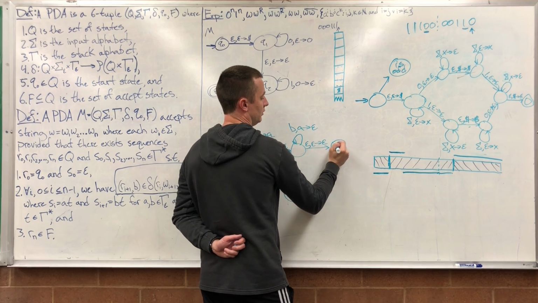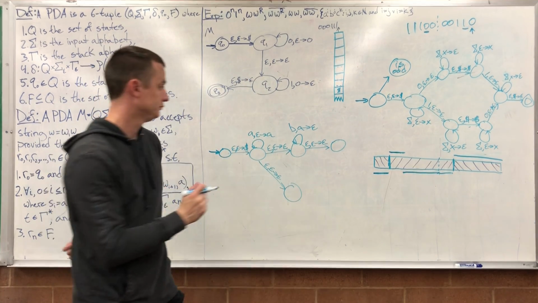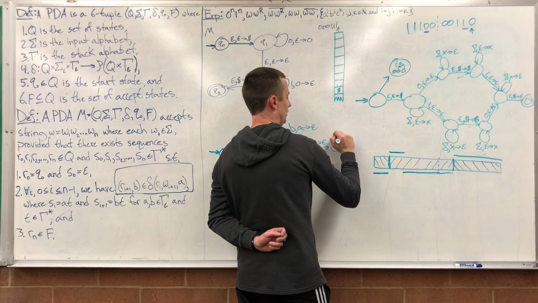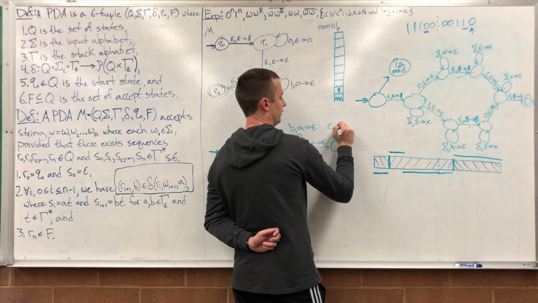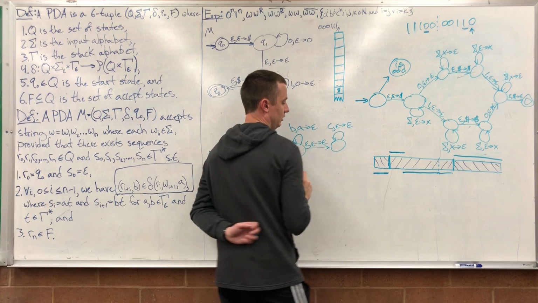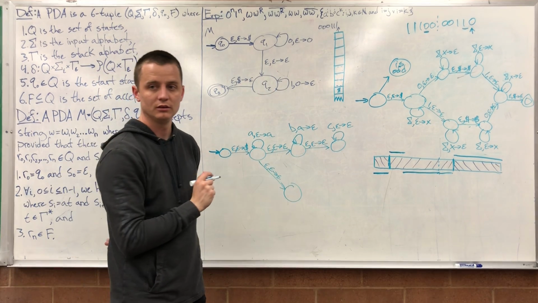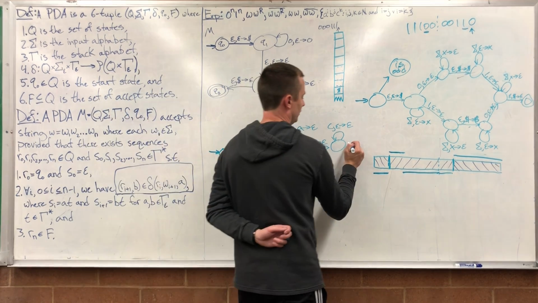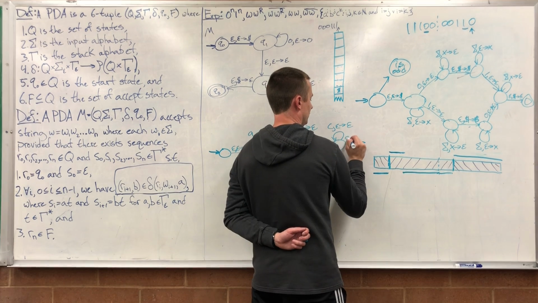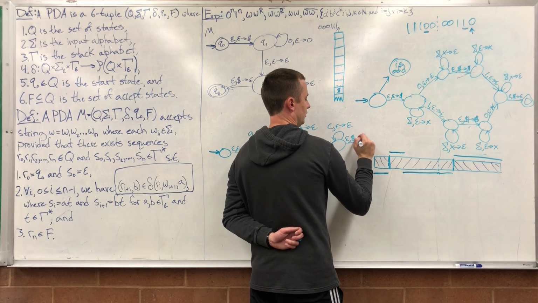And then we'll just read a C, pop nothing, push nothing. So we can read a C, pop nothing, push nothing, just read all our C's. And then go to an accept state with epsilon, read nothing, pop dollar sign, push nothing. Perfect.